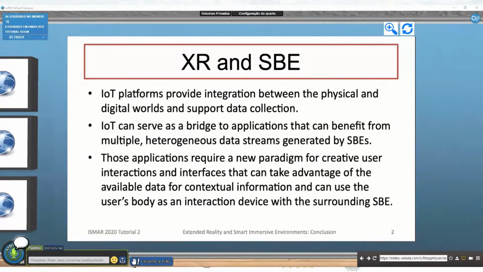Internet of Things can serve as a bridge to applications that can benefit from multiple and heterogeneous data streams generated by SBEs. And those applications require a new paradigm for creative user interactions and interfaces in order to take advantage of the available data and thus leverage contextual information, as well as to use the user body as an interaction device with the surrounding environment, thus providing affordances for embodied interactions.